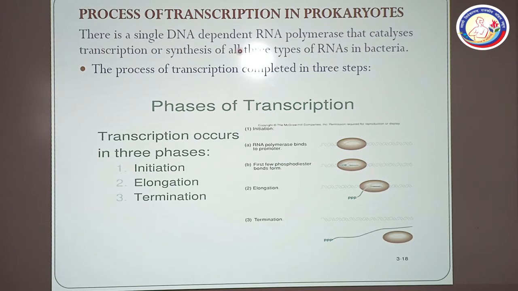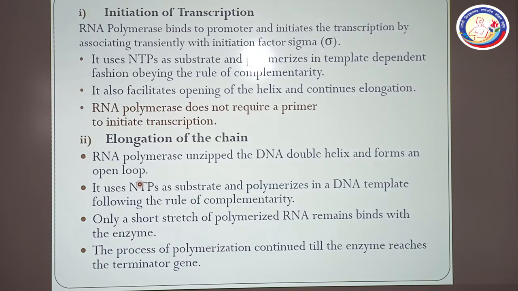There is a single DNA dependent RNA polymerase that catalyzes transcription or synthesis of all three types of RNAs in bacteria. So in prokaryotic cells, or bacteria, there is only a single type of RNA polymerase that will catalyze all types of RNAs. The process of transcription is completed in three steps: initiation, elongation and termination. First, initiation of transcription.